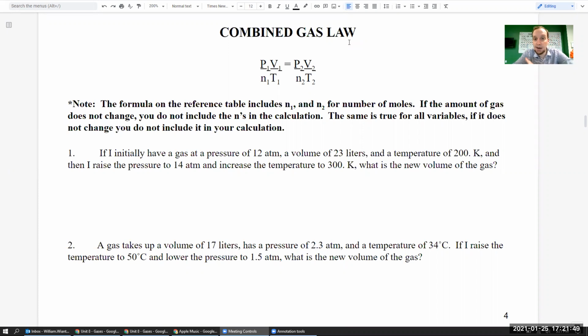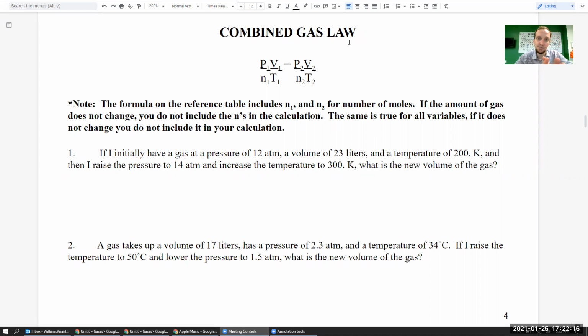The reason why we call it combined gas law is because it is basically Gay-Lussac's, Boyle's, and Charles' law, as well as Avogadro's law, combined into one equation. So it's taking four different relationships and smooshing it into one equation. And so what you see again is the equation itself. It's P1 V1 over N1 T1 equals P2 V2 over N2 T2. Say that 5 times fast, right?